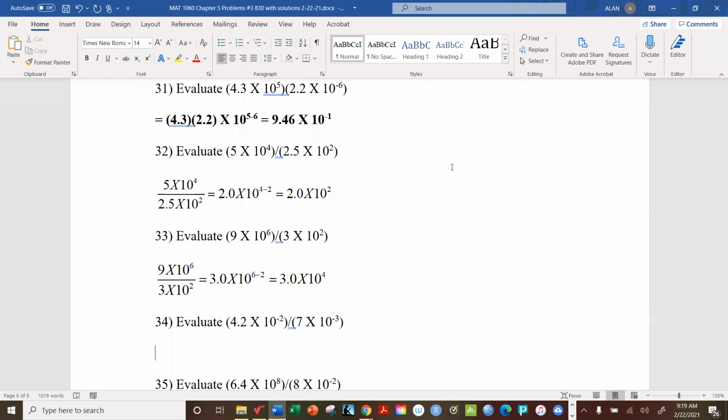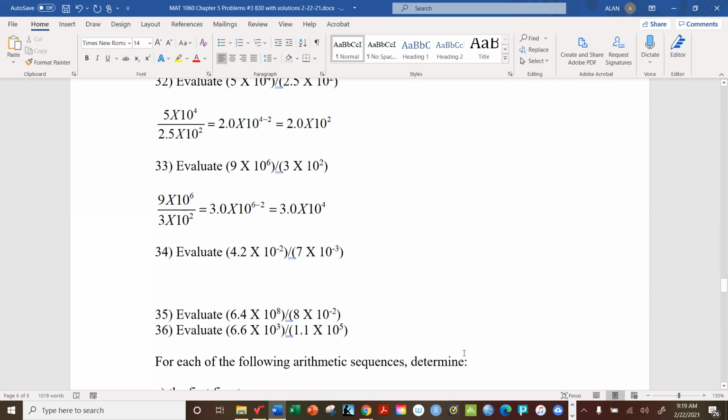All right, that's my piece for today. Anyway, let's try this one.